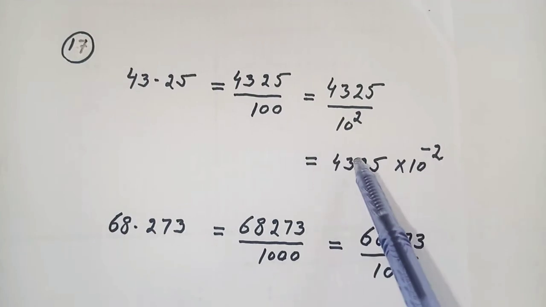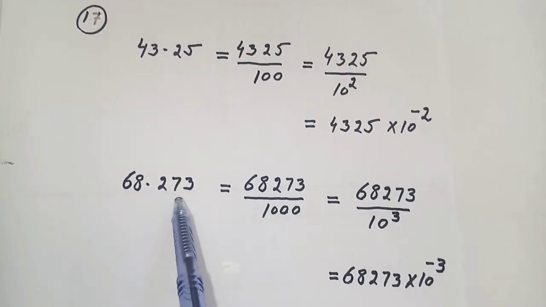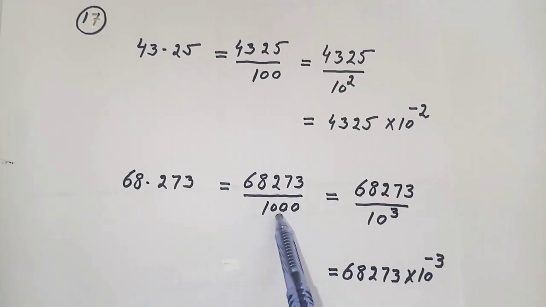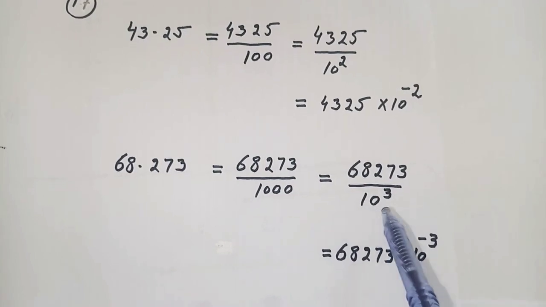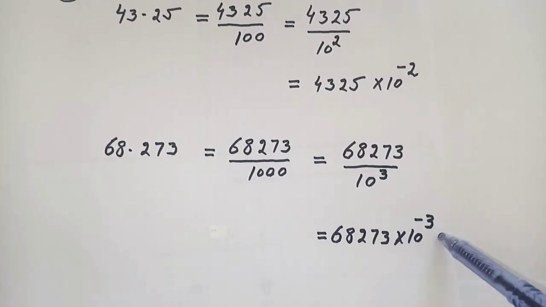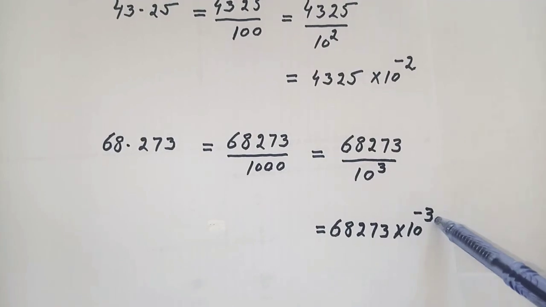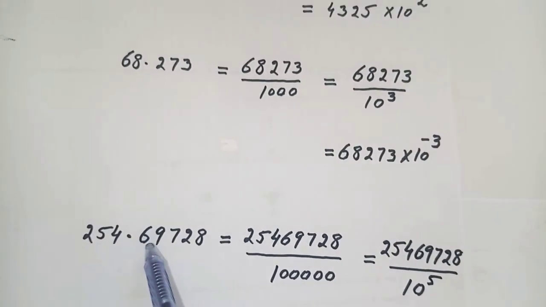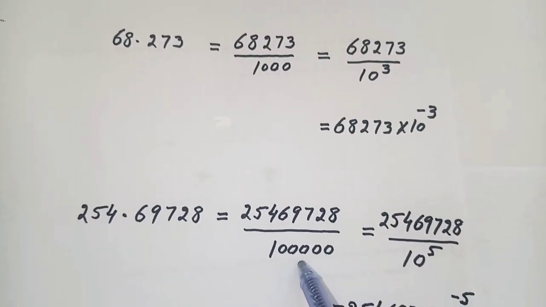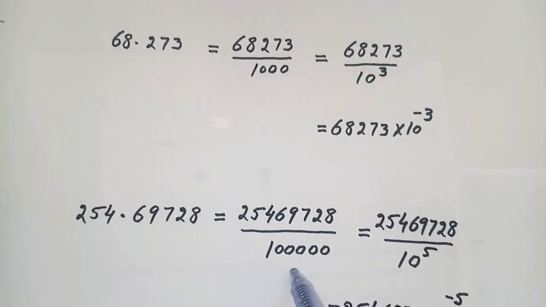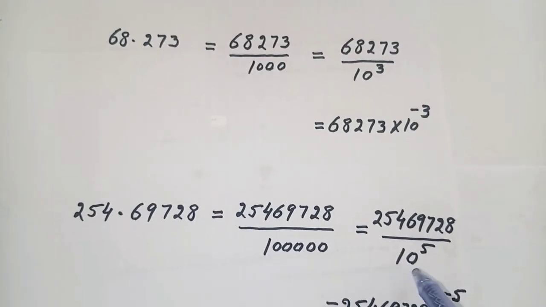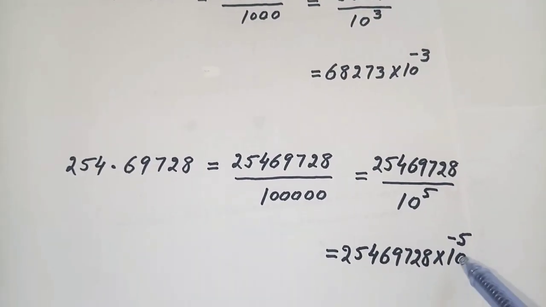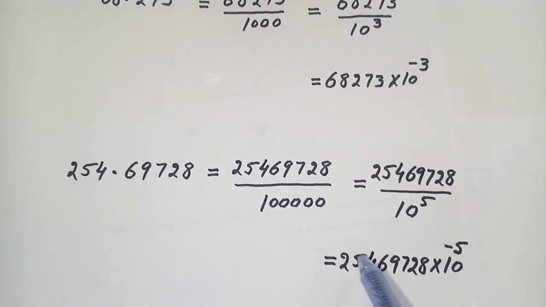This number can be written like this. Also this number can be written like this. We remove the point and we write here 1000, and 1000 can be written as 10 power 3. If we shift this 10 power 3 to the numerator, then the power will be minus 3. So this number can be written like this. Also this number can be written like this. Here are 5 digits, so here we have 5 zeros, and this can be written as 10 power 5. And this 10 power 5, when we shift it to the numerator, it will become like this. So this number can be written like this.